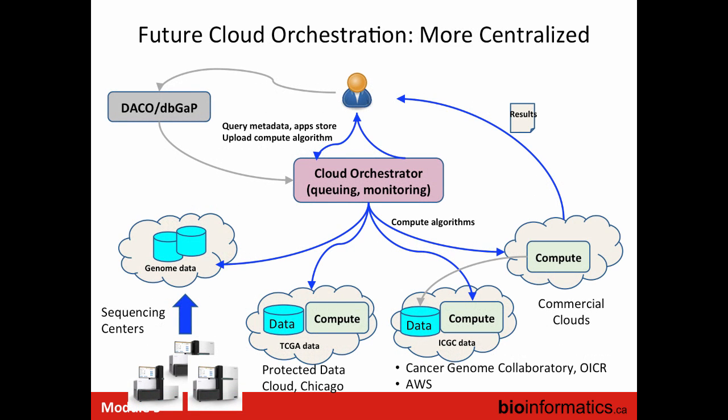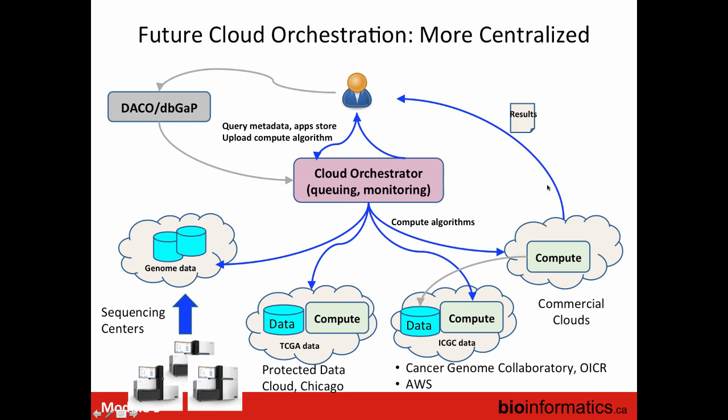So this is what I like to see as a project manager, right? I like to just be able to have one system, an orchestrator, that allows me to queue my jobs to multiple clouds, that gives me monitoring across multiple clouds, gives me alerts. Because at some point, you can think of this as maybe even a grad student who was doing a very large scale project. They got the DACO and dbGaP approval. They got a budget from a grant. Just orchestrate the work wherever is possible.